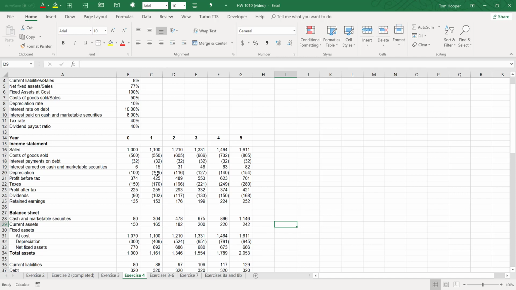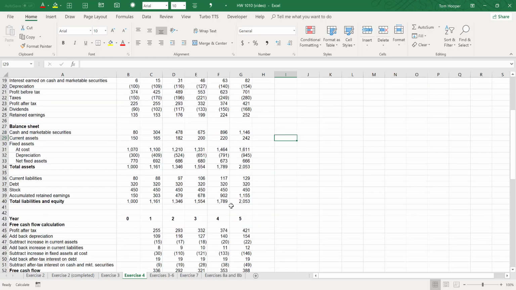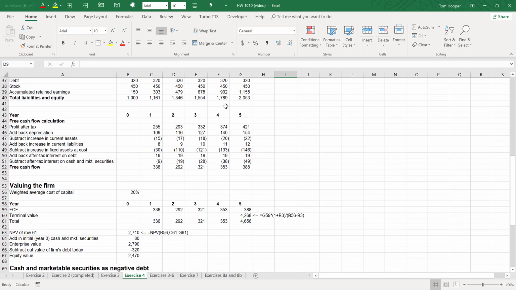We didn't change how we calculated anything in the income statement, and everything in the balance sheet will still flow through correctly through to the free cash flow and the DCF.